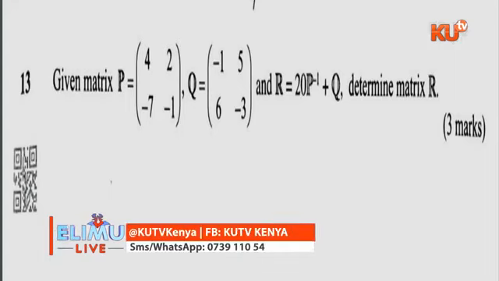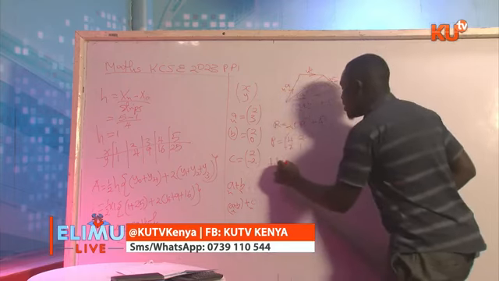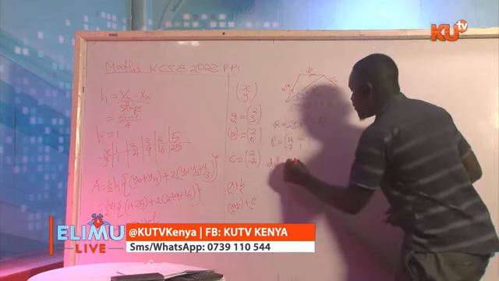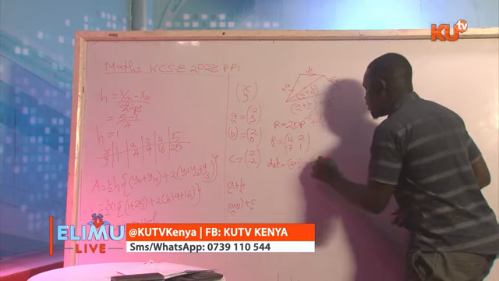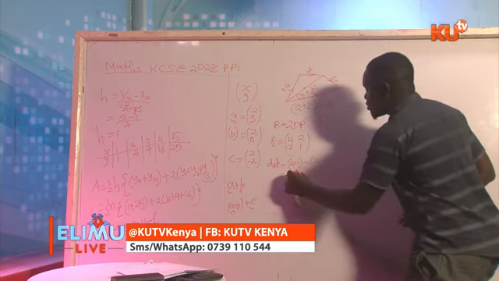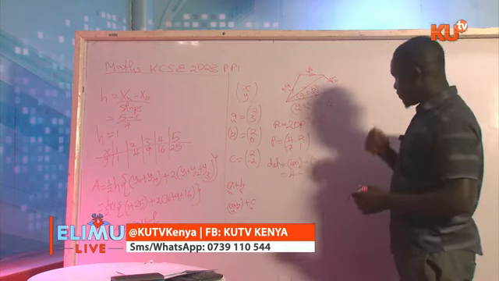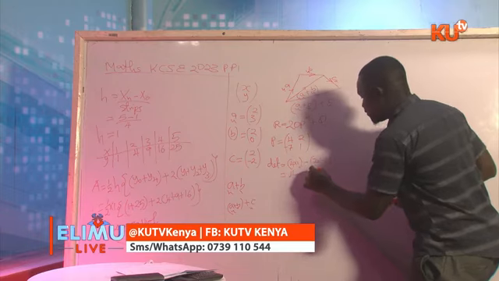Let's get the inverse of P. How do you get the inverse of P, dear students? First of all, you get the determinant. The determinant is normally the main diagonal minus the minor diagonal. So that is 4 times 1 minus 2 times negative 7. So 4 times 1 is 4, minus 2 times negative 7 is negative 14.